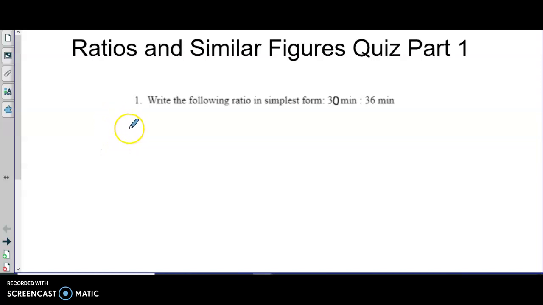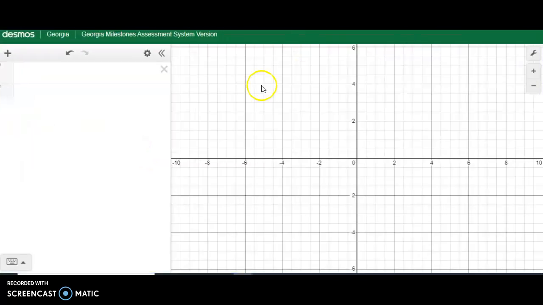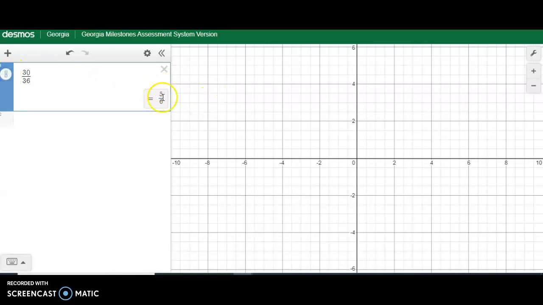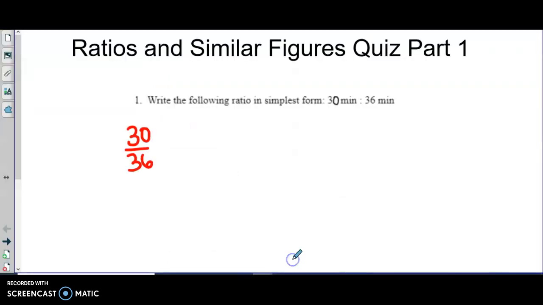And the way you would use your calculator is first you would turn the ratio into a fraction. And then you would go to the calculator and you would type in that fraction. I'm going to type in 30 divided by 36, but I'm not going to write my answer as a decimal because we just want to reduce it. So we're going to go over here and hit this blue fraction button. That reduces our fraction to 5/6. So let me go over here and write that down.